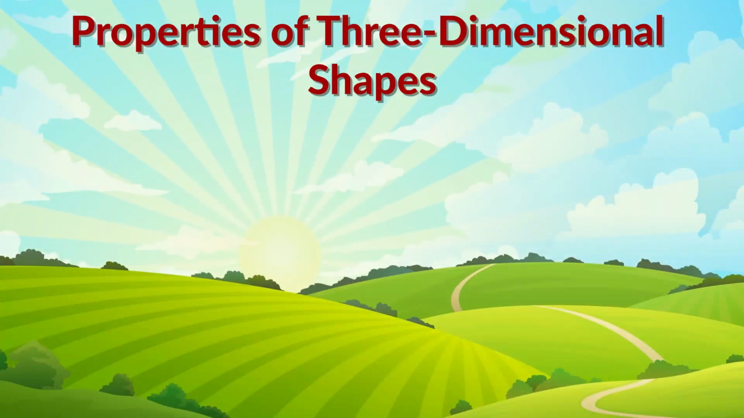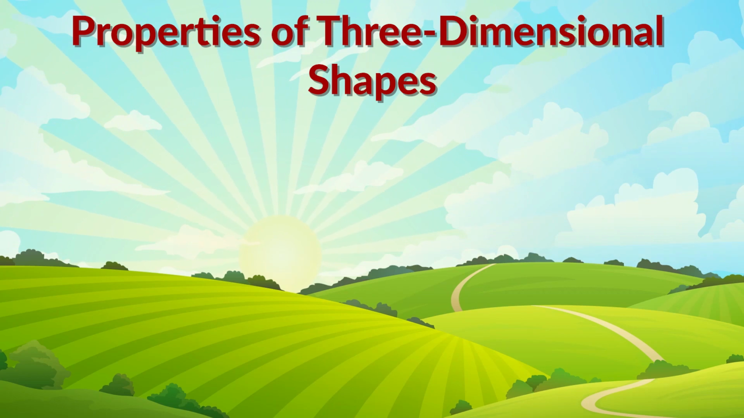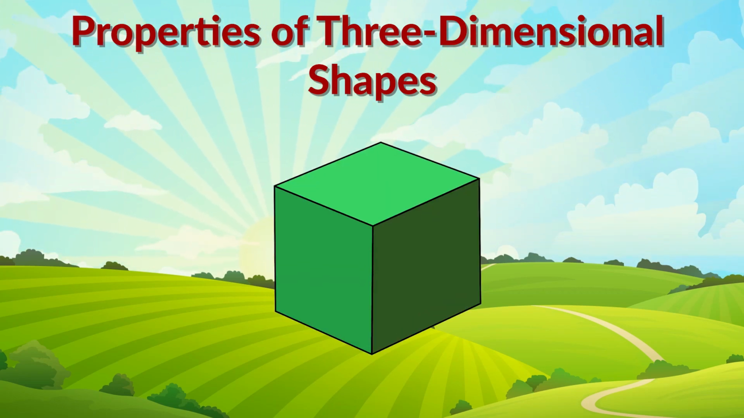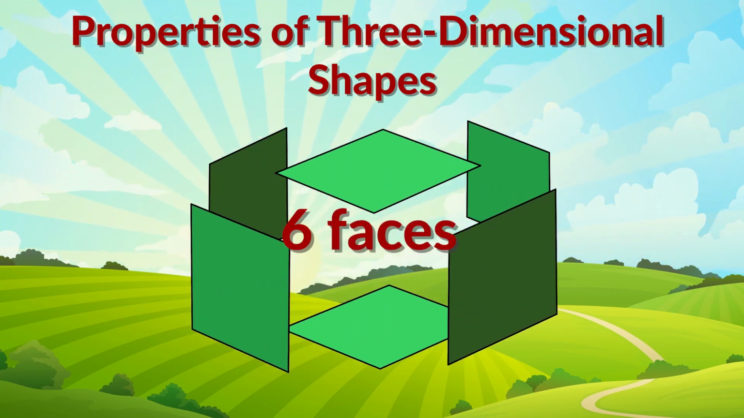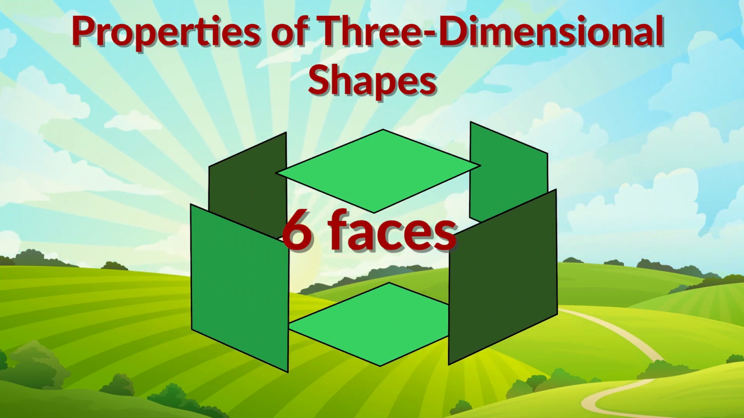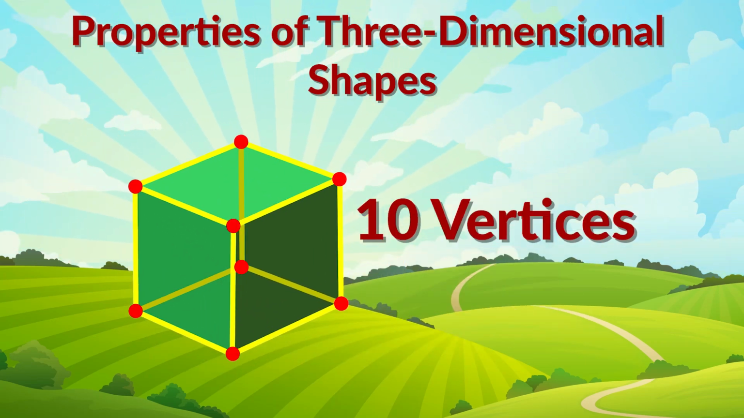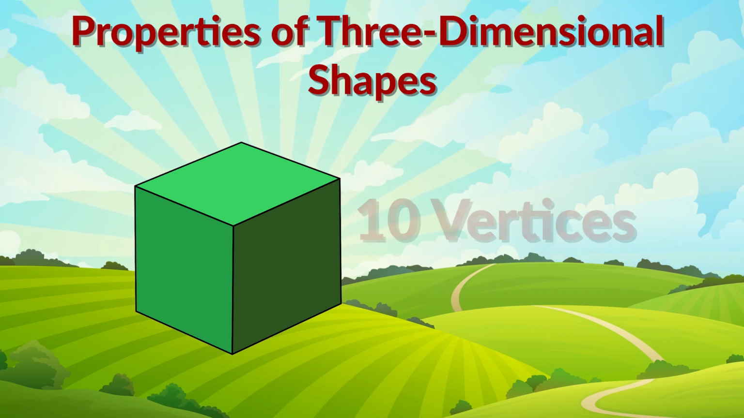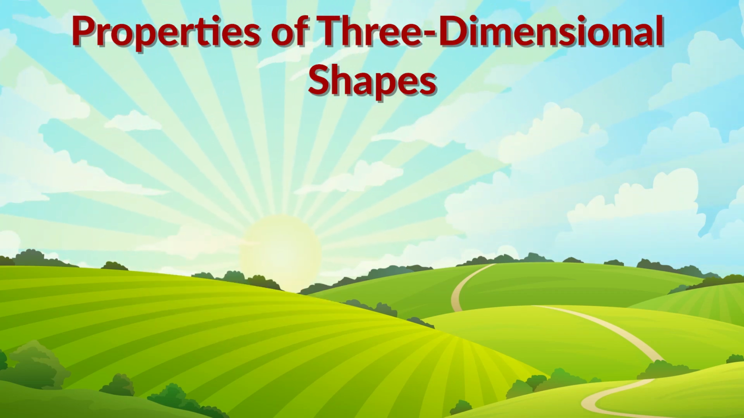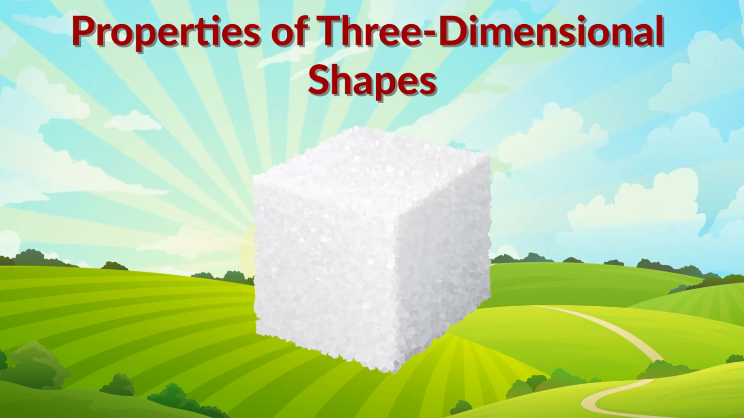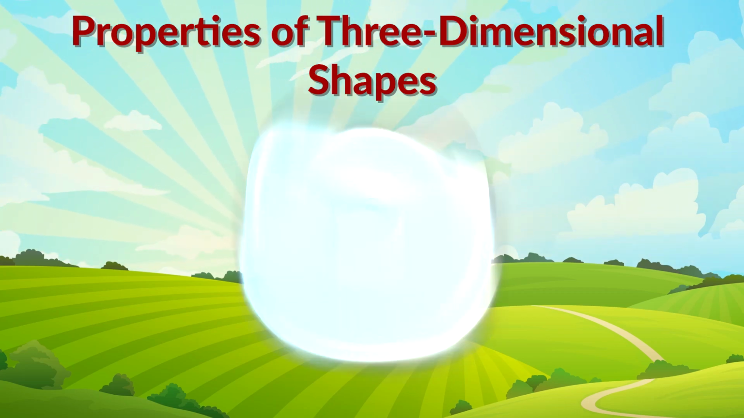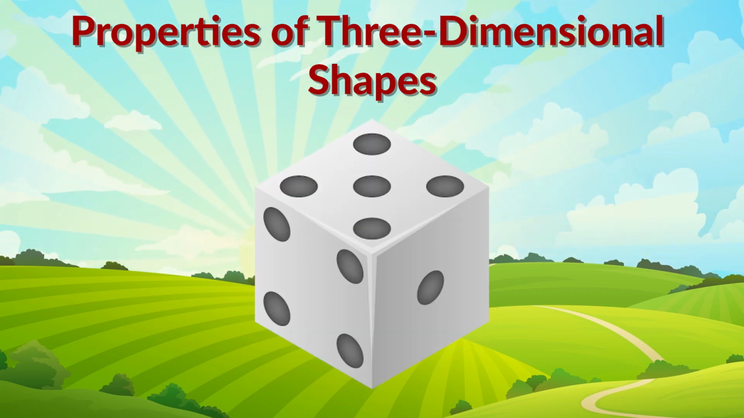Now let's look at some properties of some three-dimensional shapes. This is a cube. It has 6 identical faces, 12 edges, and 10 vertices. Examples of cube-shaped objects around us include sugar cubes, ice cubes, dice, etc.